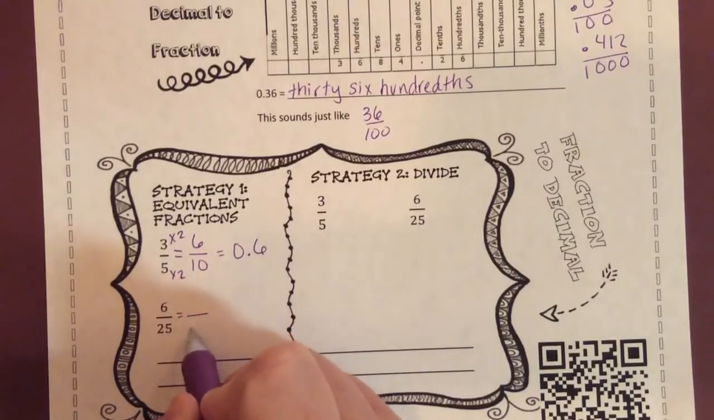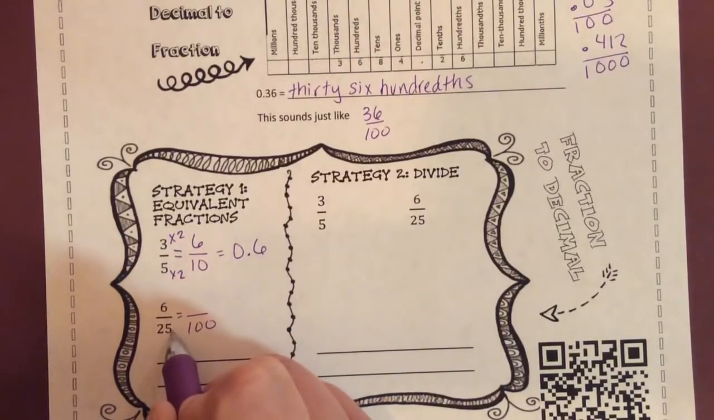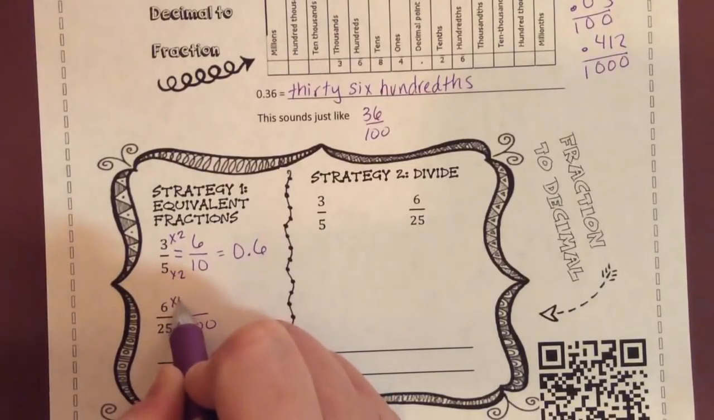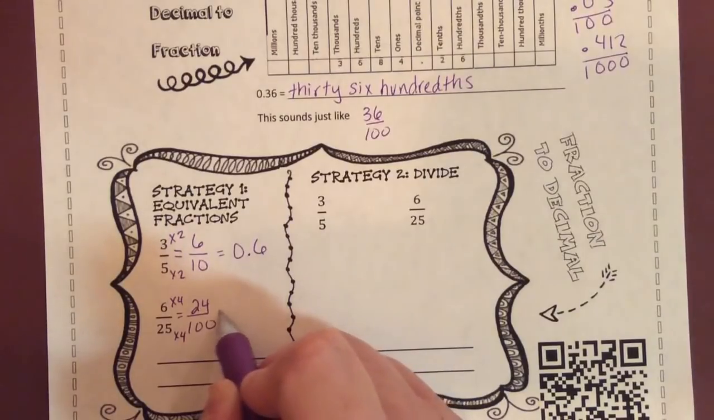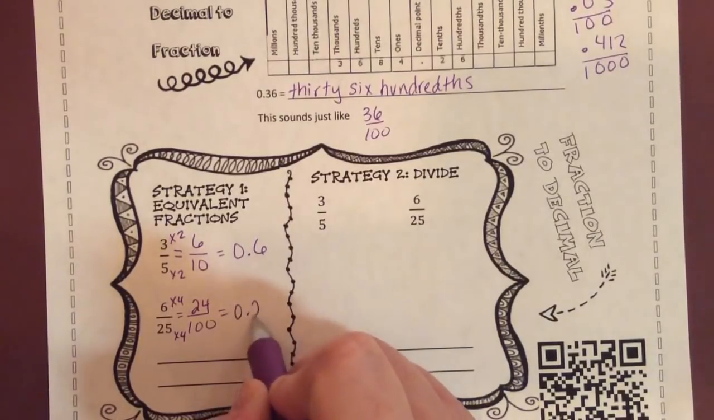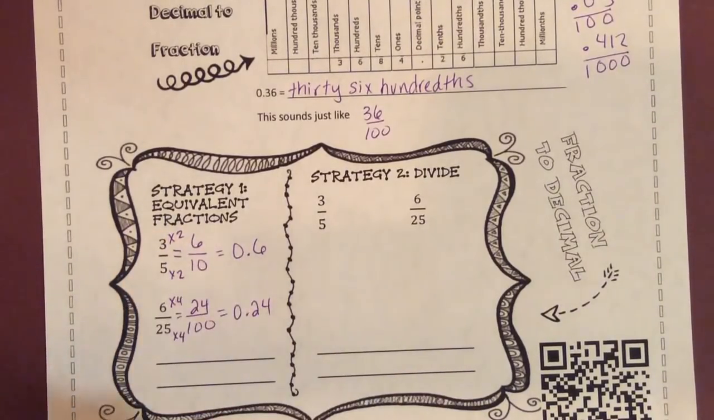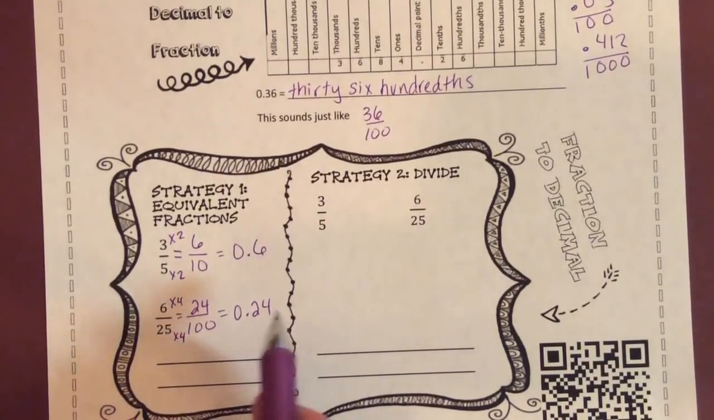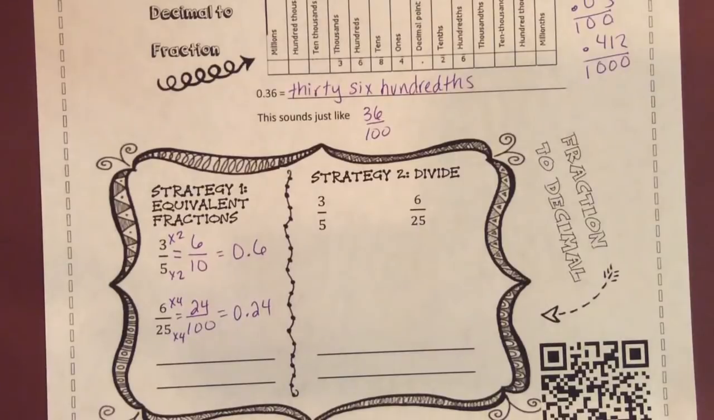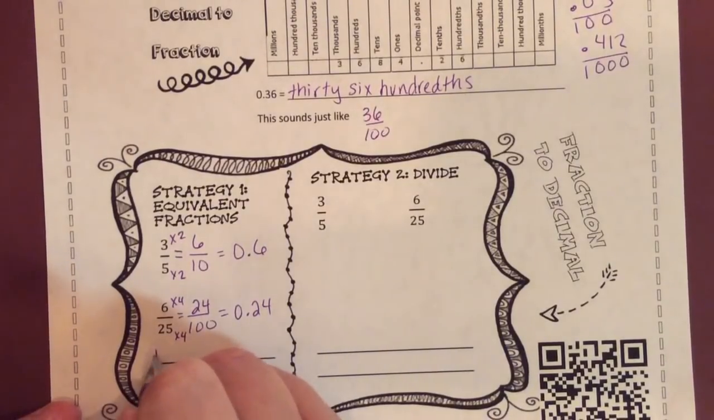6/25. Well, 25 goes into 100. 25 times 4 is 100. So 6 times 4 is 24. 24 100ths would be 0.24. Now I'm going to give you a little hint right here, okay? This only works when your denominator is a factor of 10 or 100. It could be 1,000, but we're just going to use the factors of 10 and 100.